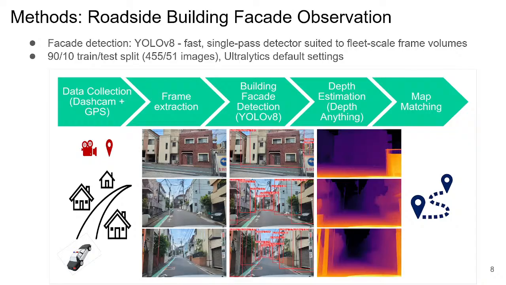Then once the facades are detected, we may use some kind of depth estimation algorithm. In this case, I have used the Depth Anything algorithm. And using this depth information, the GPS and the detected facade, we can then perform map matching to plot whatever facades have been detected on the map level or on the city level, so that we can get a document or a database for the whole city.